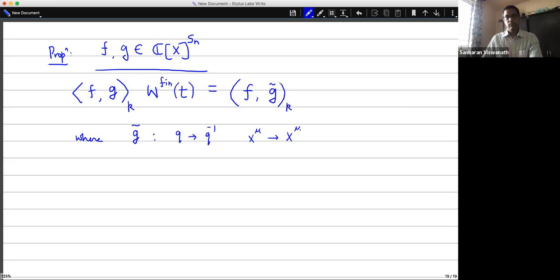Okay, so g tilde is you take the symmetric function and you only map q to q inverse and don't do anything to the x mu's. Okay, so this is the proposition which relates these guys. Number one, also part two of this, which says that this operation of sending q to q inverse actually doesn't do anything to the McDonald polynomial itself.